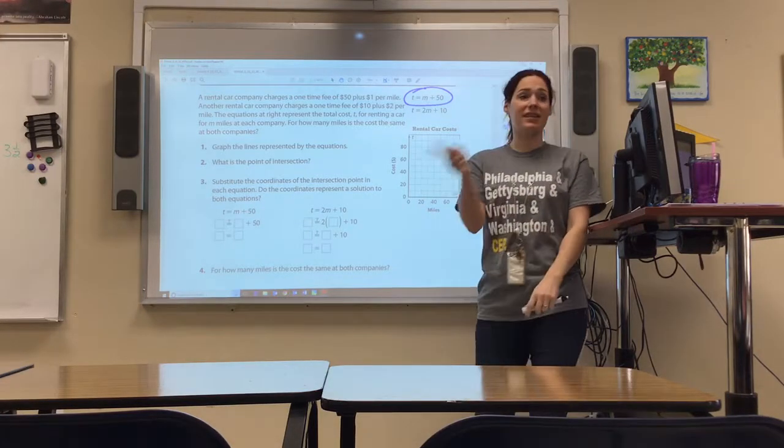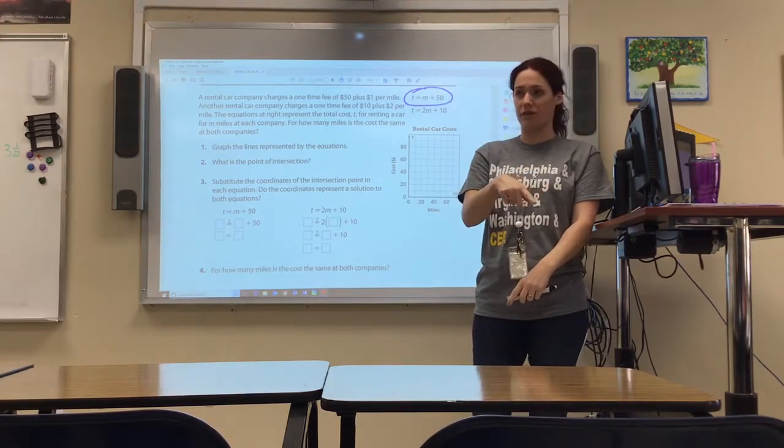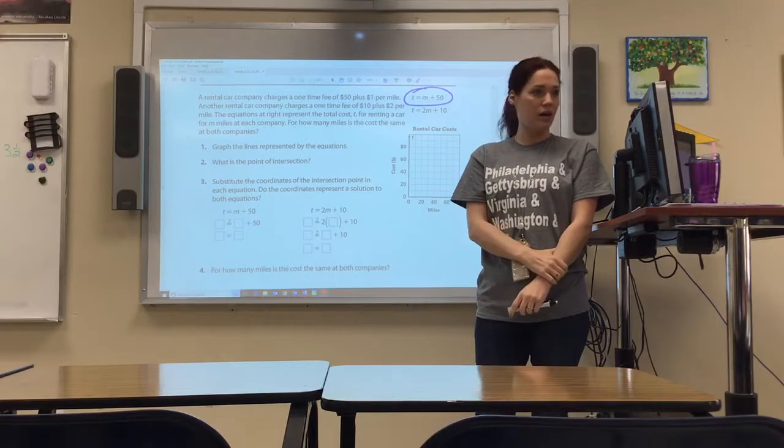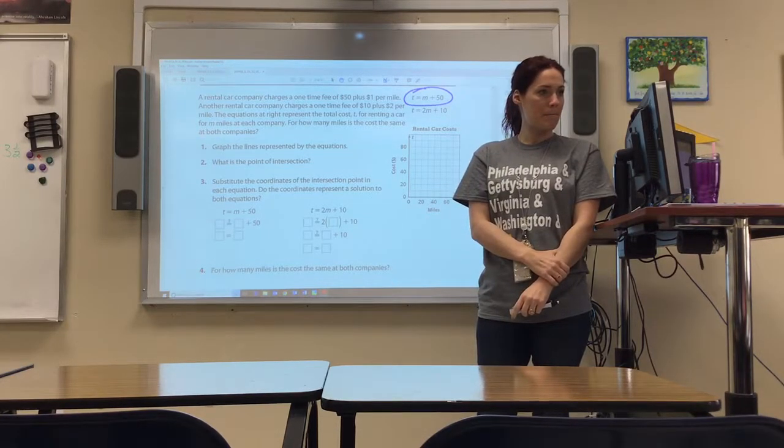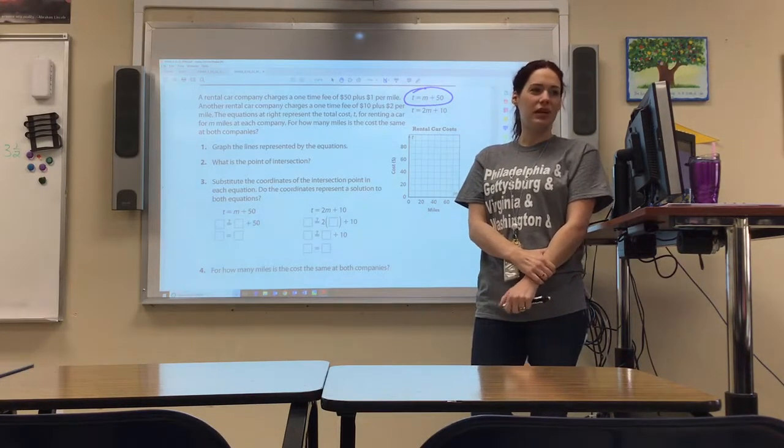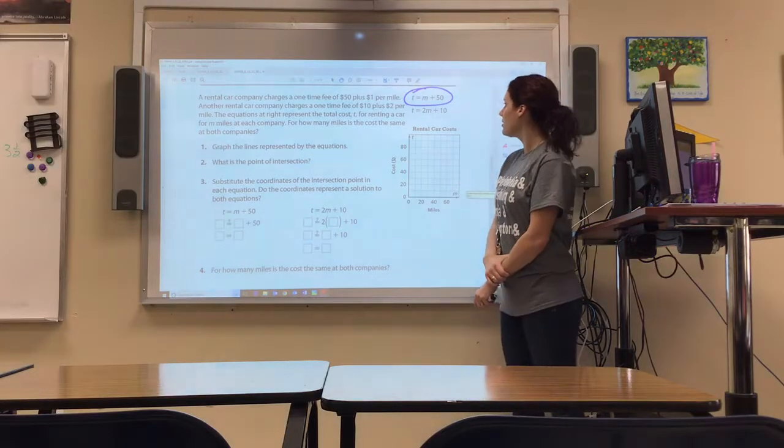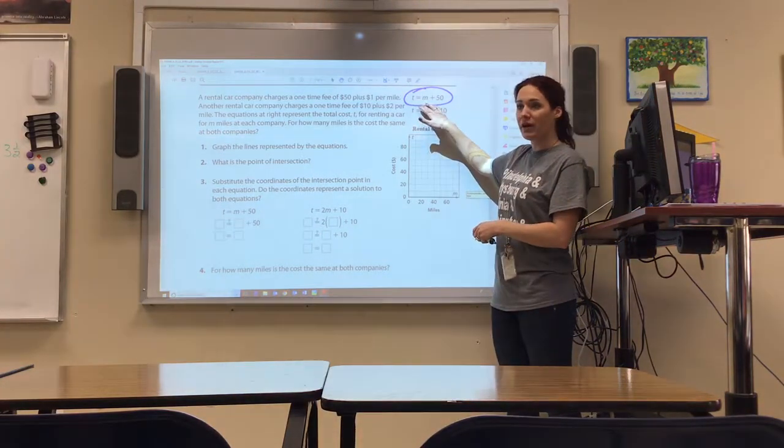Or even if you have a pencil and a pen, that would work also, because those look different. I'm going to put my pencil first so I don't mess it up, and then draw over it. Maybe a good idea. So where am I going to start for the first equation, for the first company?